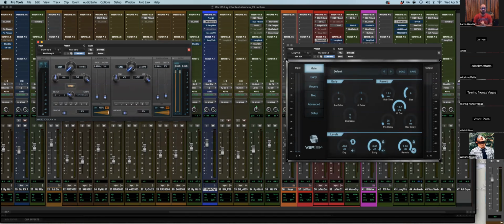No? Not too much. Someone just said reverb is so deep. I'm like, funny. Good one, Sarang.